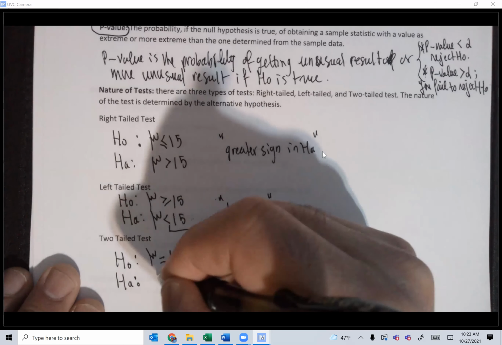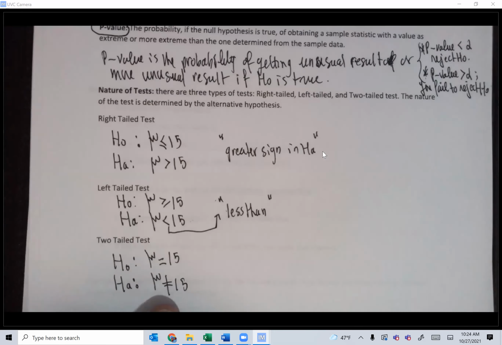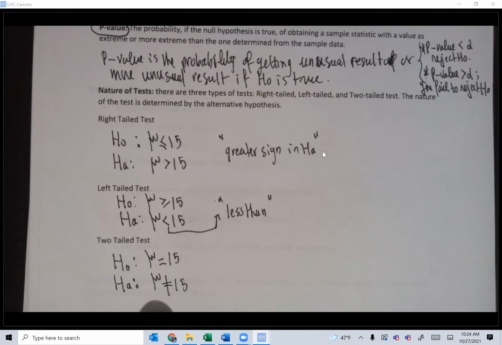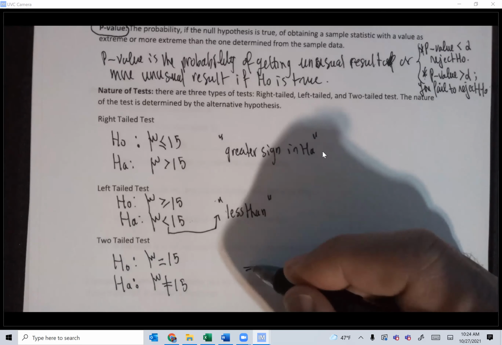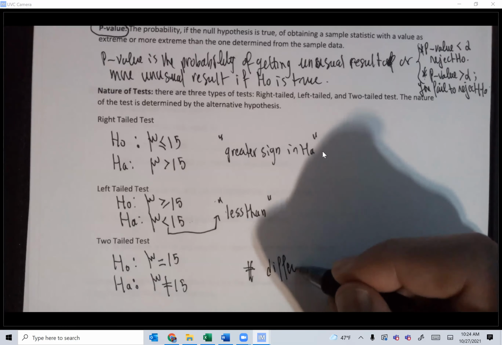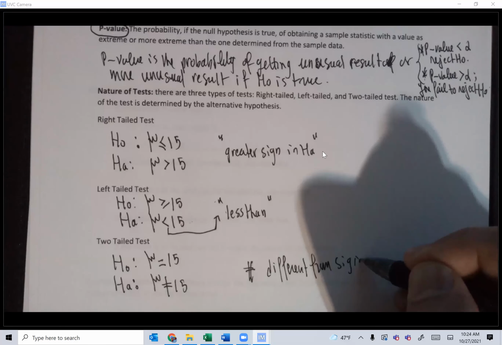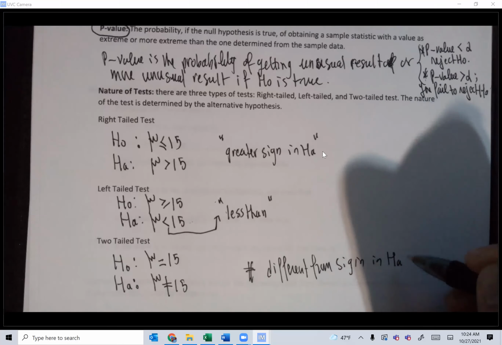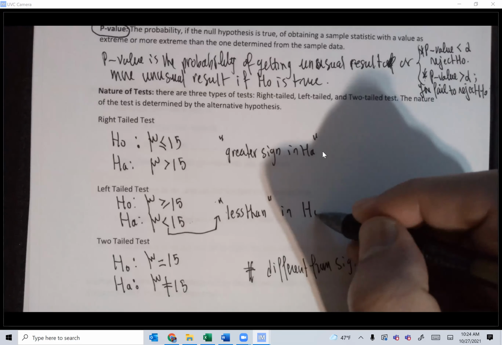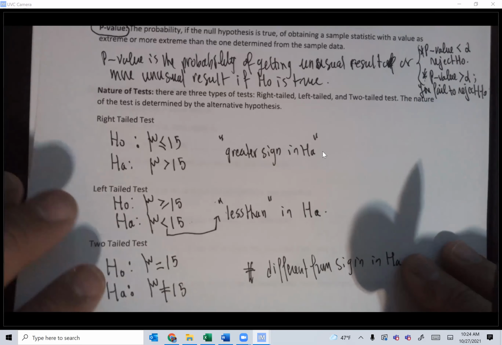Equal or not equal? When I say the mean is not 15, that means it could be less than 15 or more than 15. That's why we call it a two-tail test. Different from sign in HA. And here again in HA. Any questions about those definitions? Okay. Let's go to the next one.